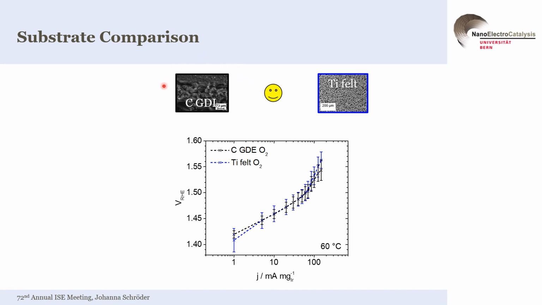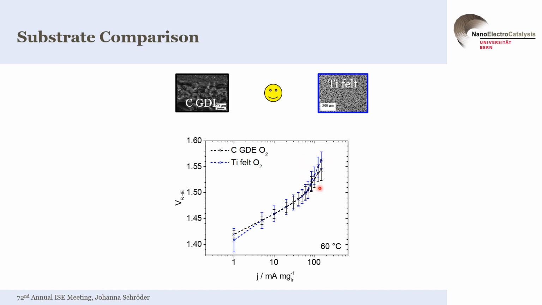After talking about the preparation of the catalyst films and the electrodes with the two substrates, I now want to talk about the results that I obtained at 60 degrees. And when we look at the Tafel plots of both activity measurements, we see really comparable results. And therefore we can conclude, yes, also the titanium felt can be used in the gas diffusion electrode setup.